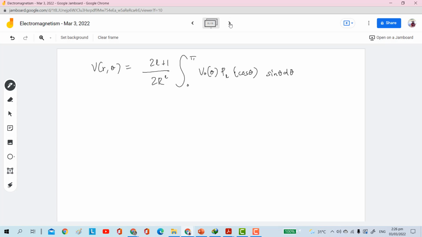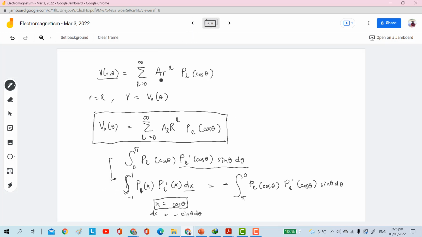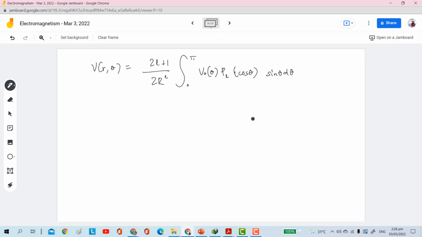Okay, so this is your A sub L, and then this is the general solution: A sub L multiplied by R to the L, P sub L cosine theta. I mistakenly put the R inside; it should be outside the integral sign. So first is your A, and then R raised to the power of L multiplied by P sub L cosine theta. So, this is your general solution.